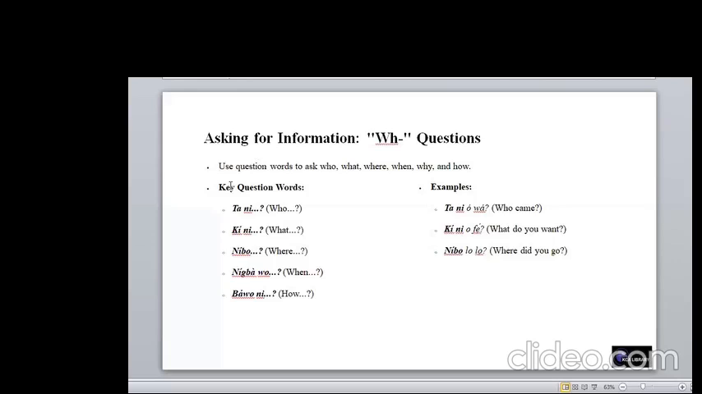Then for when, you say nígbà wo. So we can always apply it to sentences. Nígbà wo, when did he come? Nígbà wo ló wá? Then báwo ni, how. So how did he perform an action? You say báwo ni.